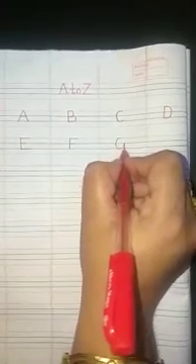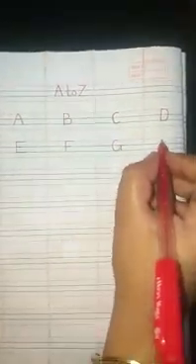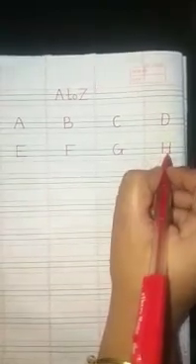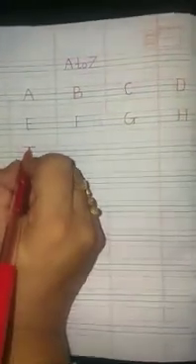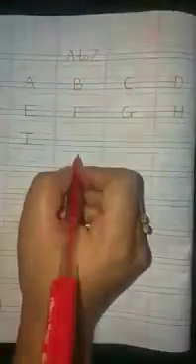Now half around, go up and down and slipping line to make the alphabet G. Now H, standing line, slipping line, and again standing line to make the alphabet H. Now slipping line and down and again slipping line to make the alphabet I.